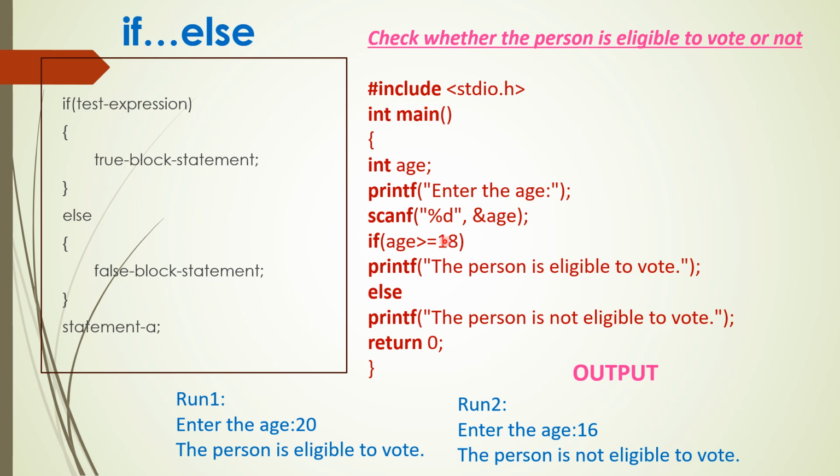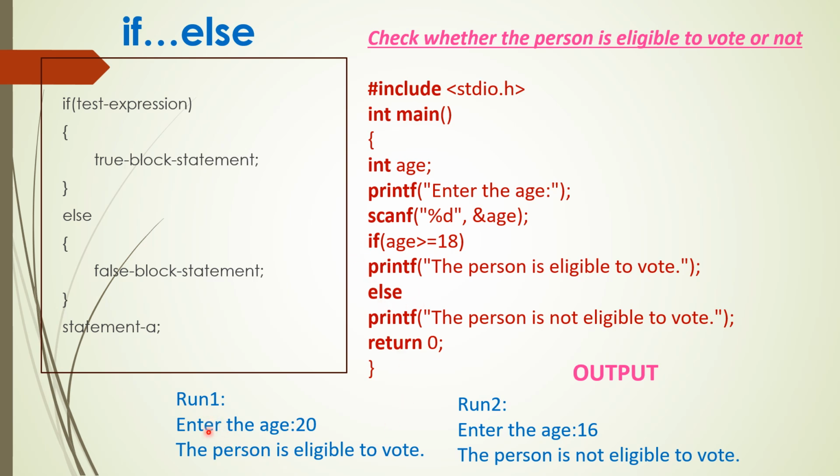So the condition can be further modified as: if age is greater than or equal to 18, the person is eligible to vote. Else obviously the person is not eligible to vote. So I don't want to give an if condition here, like if age is less than 18, the person is not eligible to vote. There's only one condition: if age is greater than or equal to 18, the person is eligible to vote. If not, else obviously the person is not eligible to vote. So here repetition is reduced by if else.